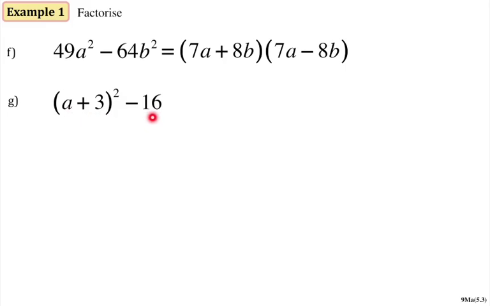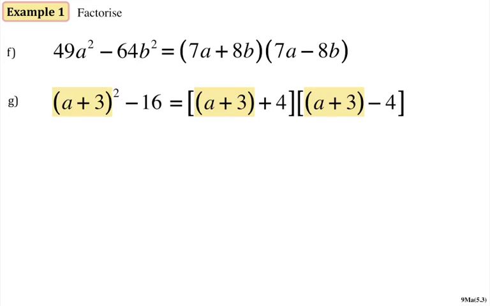One bracket will have a plus, one will have a minus, but because this came inside brackets, when I write the solution, notice I've used brackets inside brackets. Now what I did do was I started by putting a square bracket. You don't have to use square brackets. The beginning of each bracket was the a plus 3. I kept it in brackets because it was in brackets in the question, and each bracket finishes with a 4 because 4 times 4 is 16.